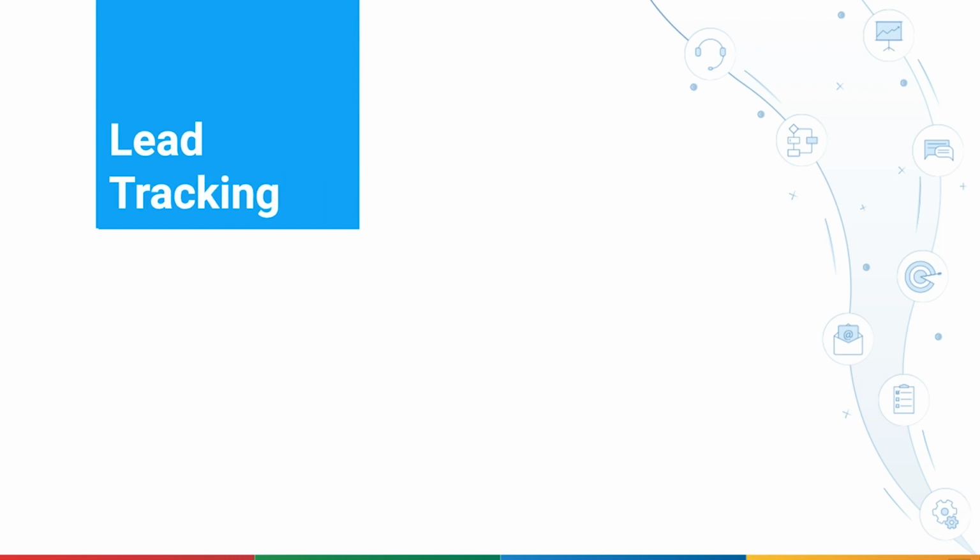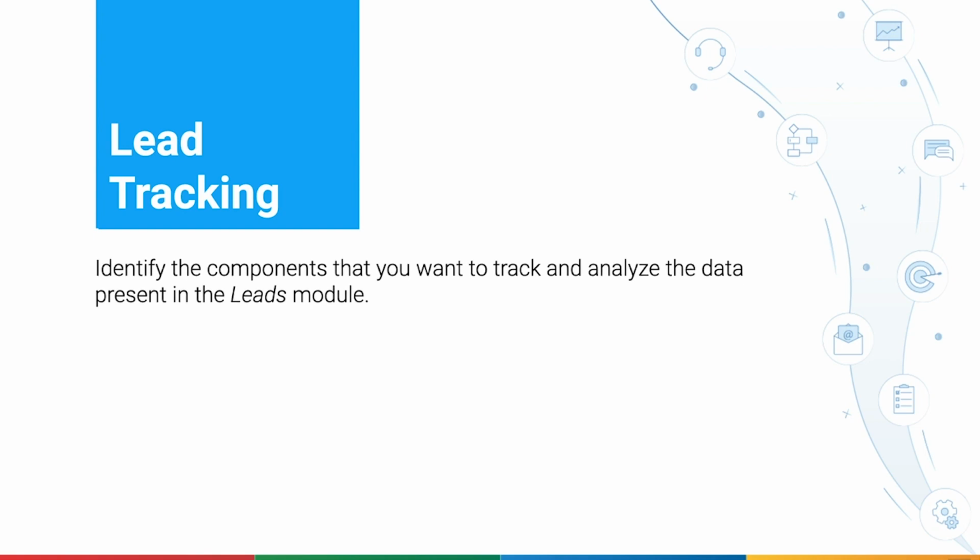Lead tracking. Next, determine the components that you want to track and measure from the data that you have in the leads module. For example, you may want to know the average time taken for leads to get qualified and converted, or the number of leads that you receive from a particular source or industry. Create these reports or filter it out in a list view to analyze.